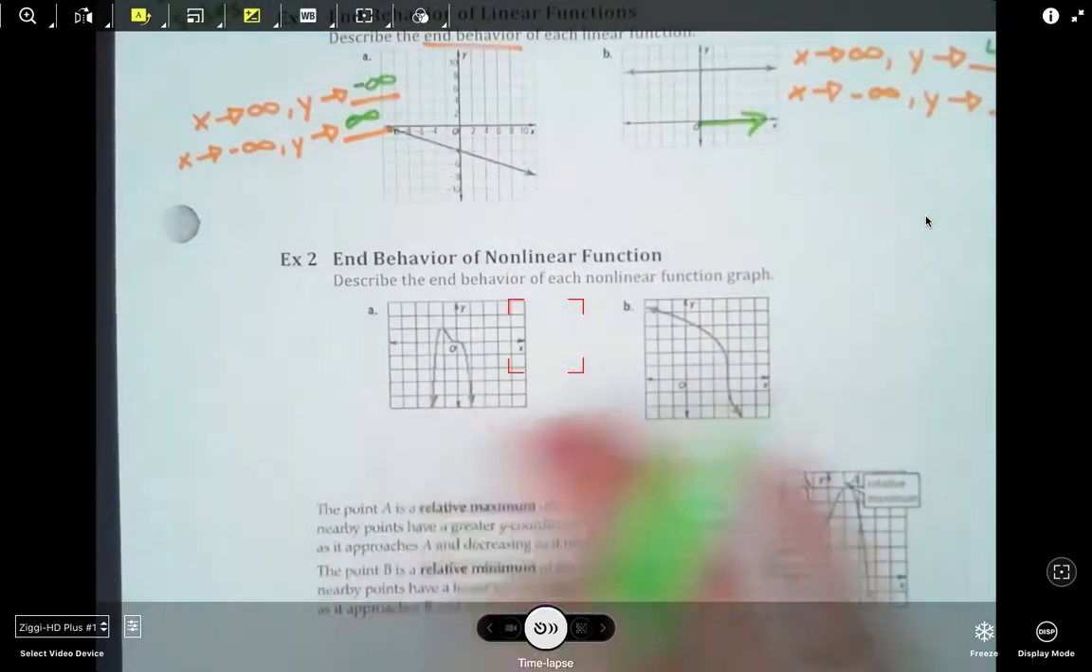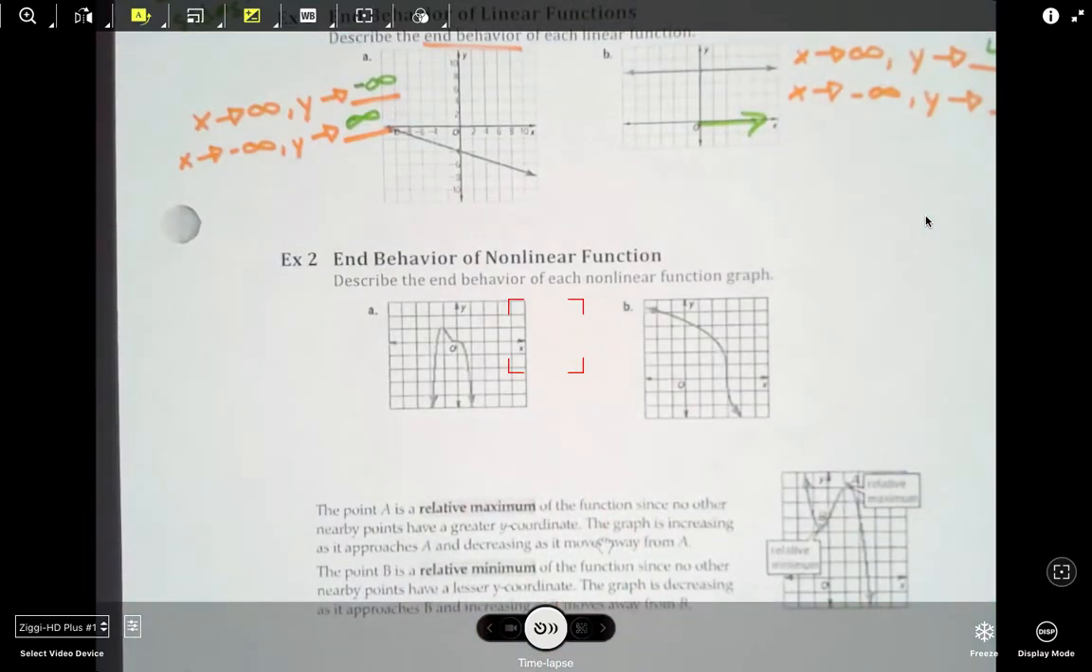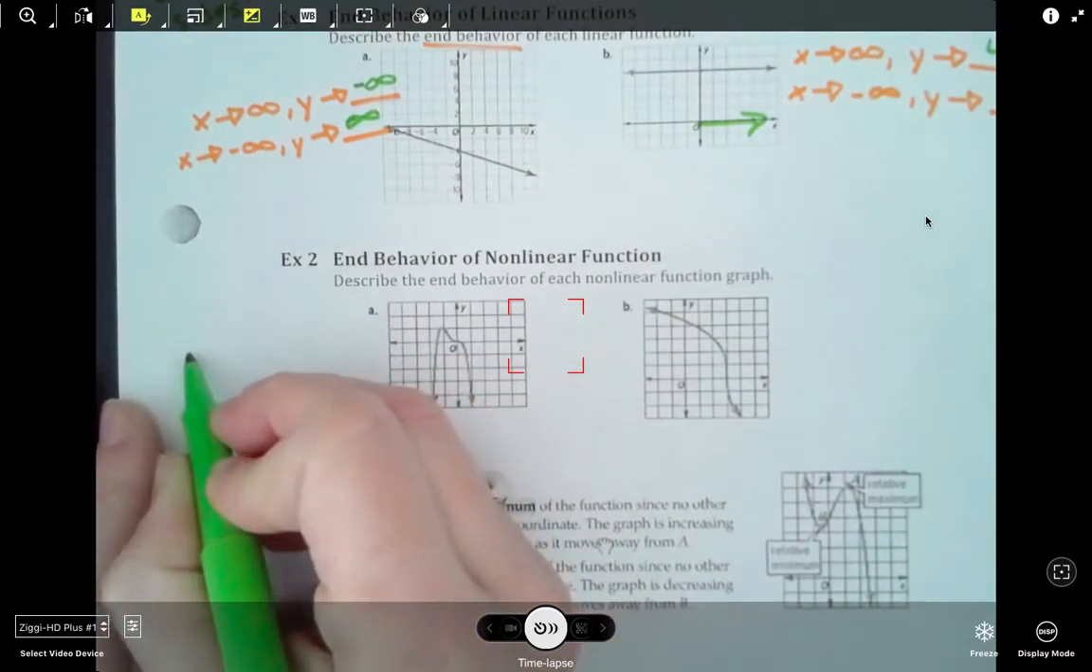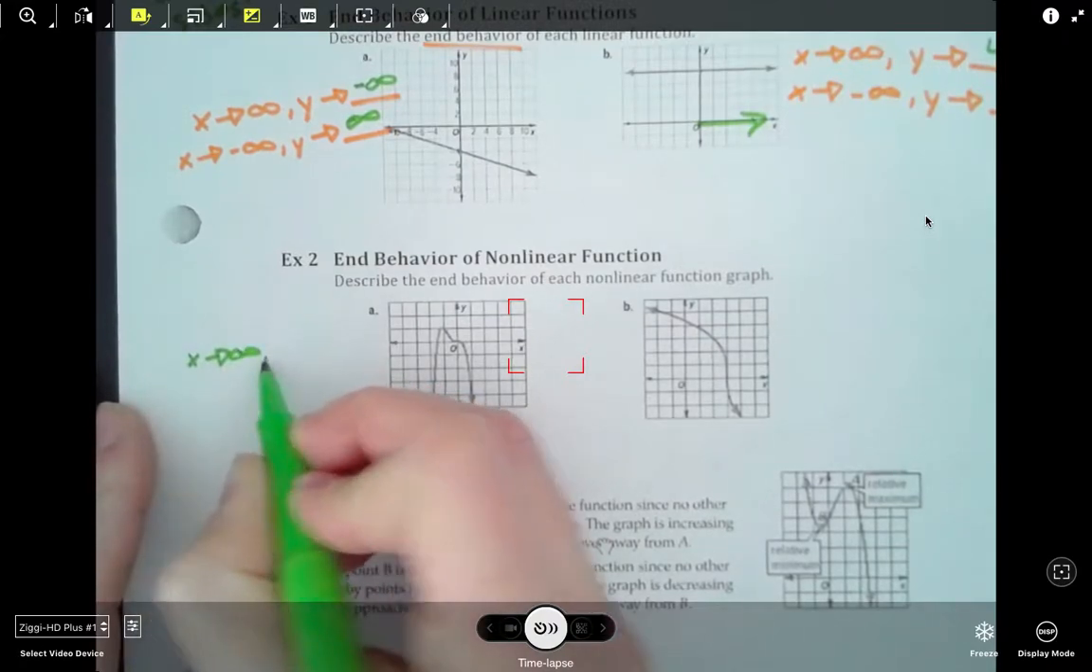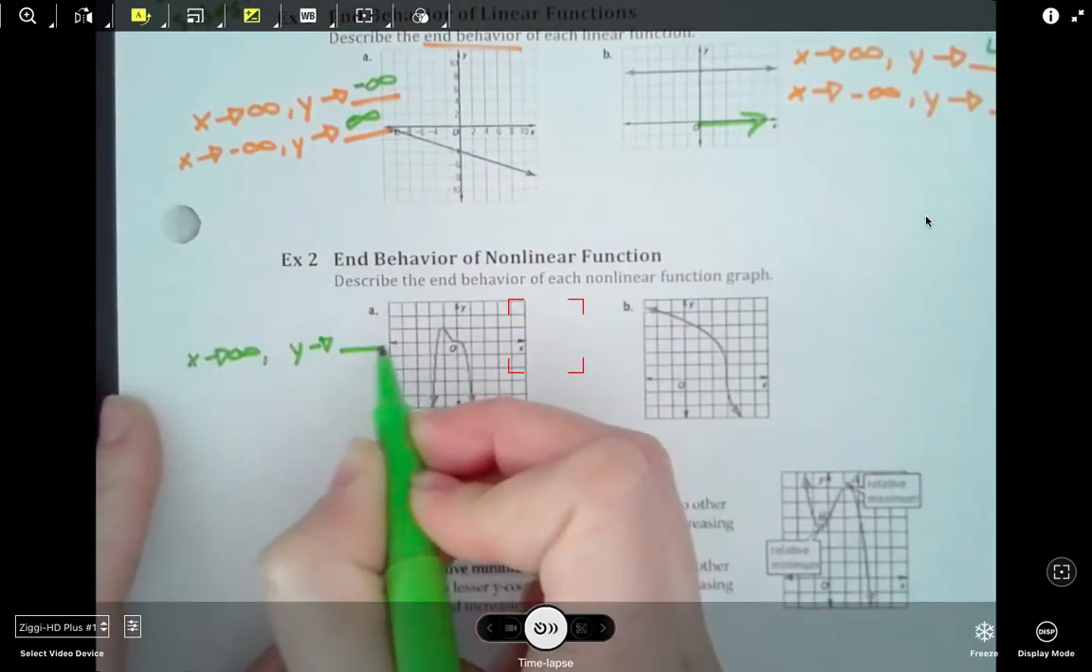I'm going to have you go ahead and do these, and then we'll come back. So I'll write out mine, but you go ahead and fill these blanks in.